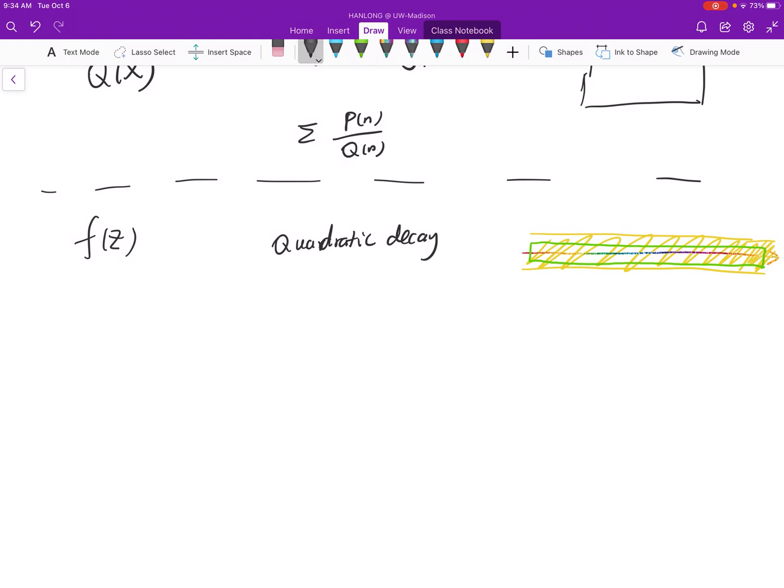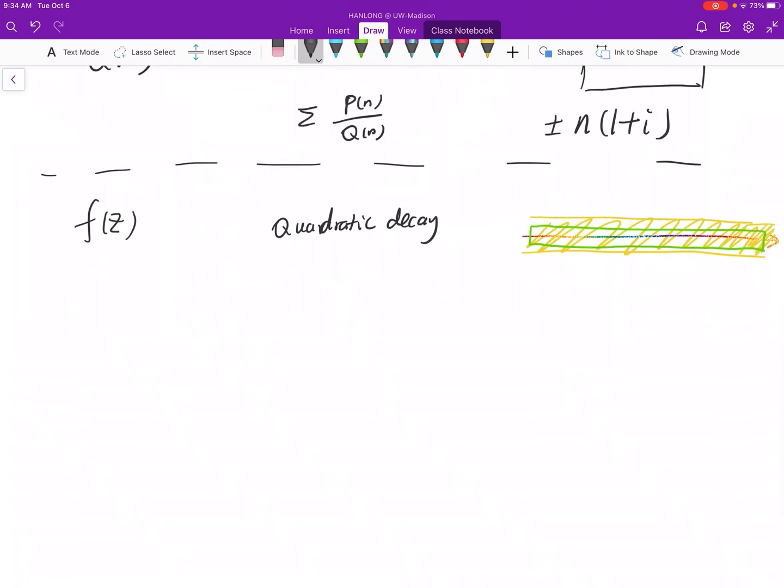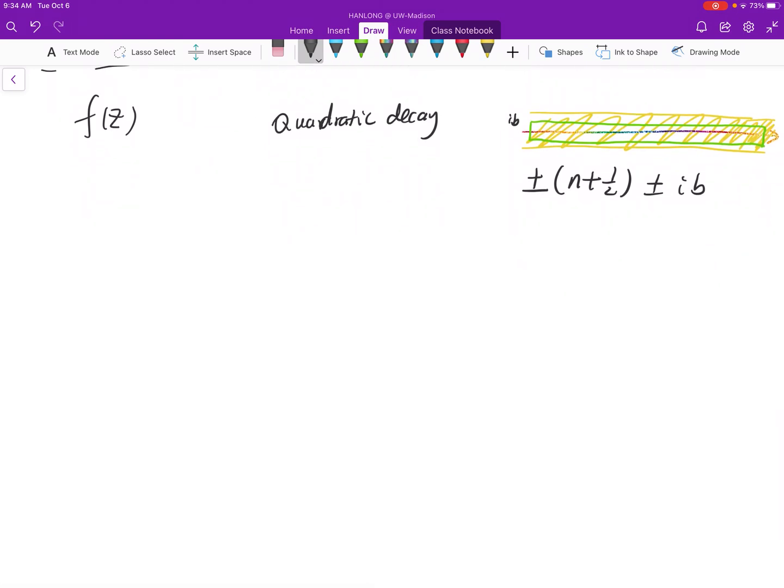In other words, above you consider positive and negative n times 1 plus i, and here you consider positive and negative n plus 1/2, plus or minus iB. Here 2B is the width of the band.